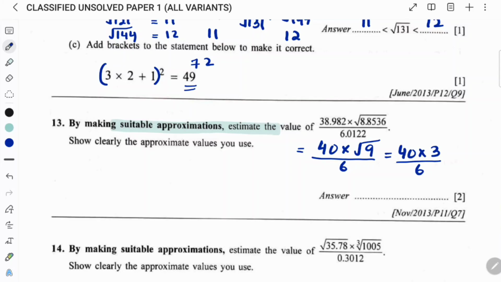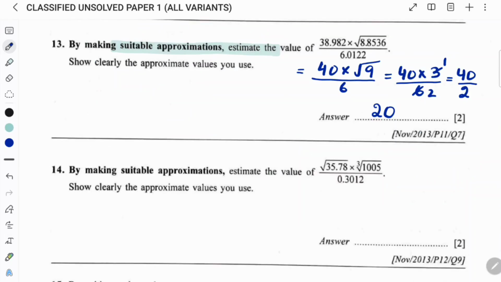It's a very easy question. We can easily simplify. 3 ones are 3, 3 twos are 6, and then 40 divided by 2, after simplification, is equal to 20.